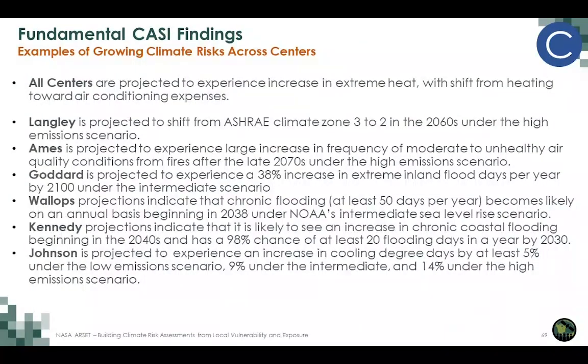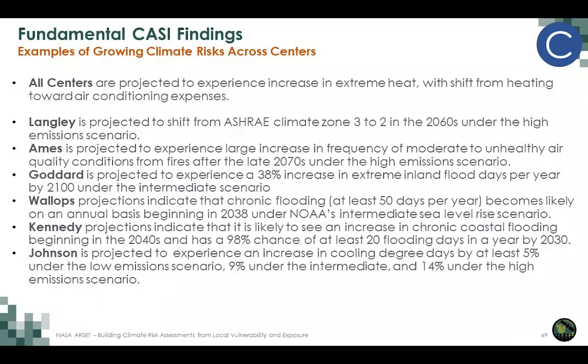When we examine CASI findings from an agency and center perspective, we note examples of growing climate risks across all centers. All centers are projected to experience increases in extreme heat with shifts from heating towards air conditioning expenses. Langley is projected to shift from the ASHRAE Climate Zone 3 to ASHRAE Climate Zone 2 in the 2060s under the high emission scenario. The Ames Research Center is projected to experience large increases in the frequency of moderate to unhealthy air quality conditions from fires after the late 2070s under the high emission scenario.